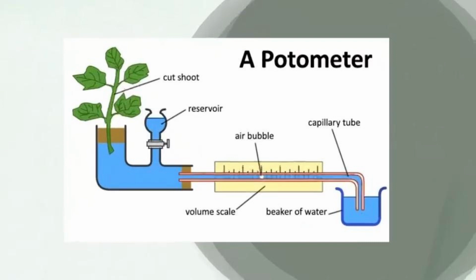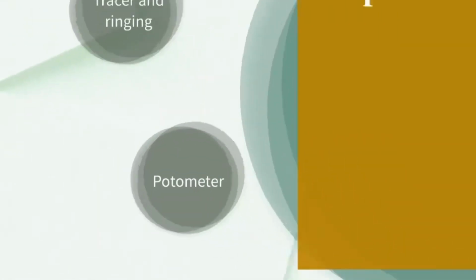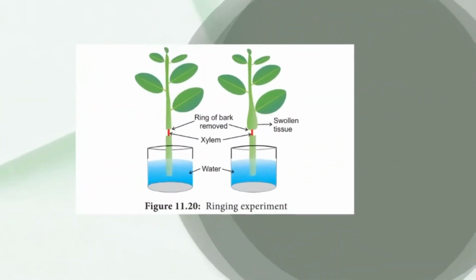So it's important that you know that a potometer can be used to measure the rate of transpiration, and you need to know some facts about it, such as you need to be able to label the parts of it, and also you need to be able to say that it must be assembled and sealed to keep it airtight, otherwise it won't work. The other experimental protocol you need to know about are tracer and ringing experiments.